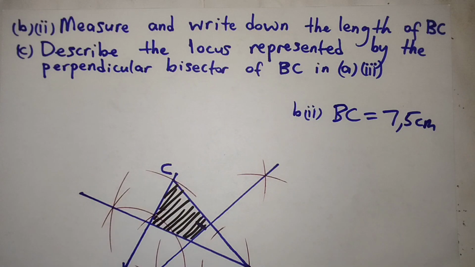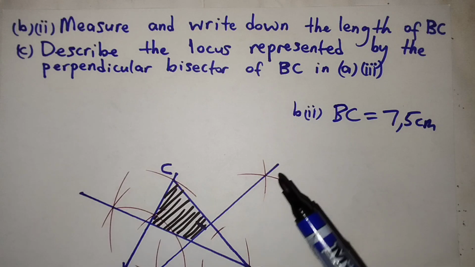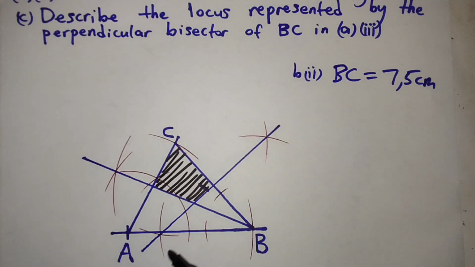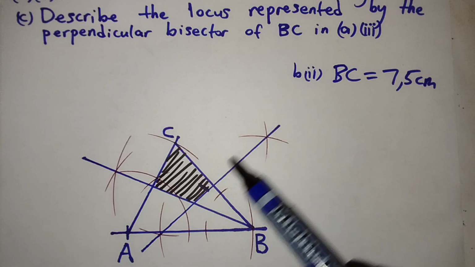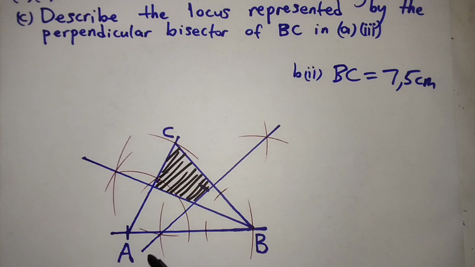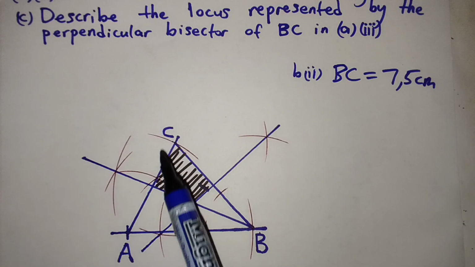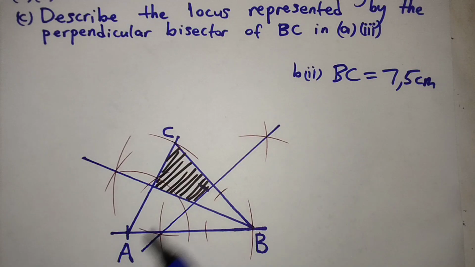Okay, this is BC and our perpendicular bisector is this one. Okay, this line. So I want to describe the locus represented by this line. Okay, so the locus of points represented by this line is the locus of points equidistant from B and C. Okay, it is the locus of points equidistant from B and C. That's the description of this perpendicular bisector.